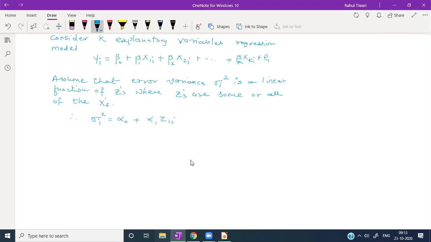1i plus alpha 2 z 2i, and so on, alpha k z ki. There is no plus error term, because we are assuming that this is the function. So you can just read this statement, assuming that the error variance sigma i square is a linear function, very important, a linear function of the zs. So this is my linear function.